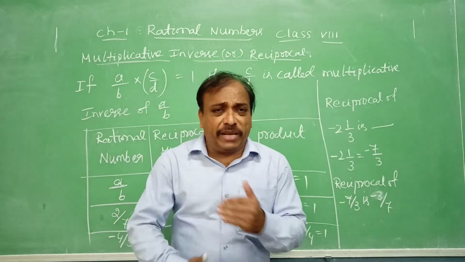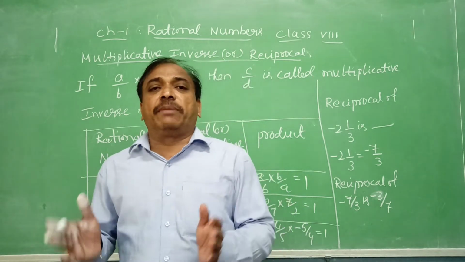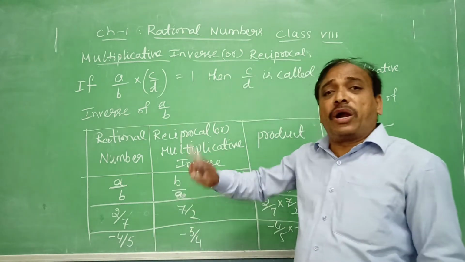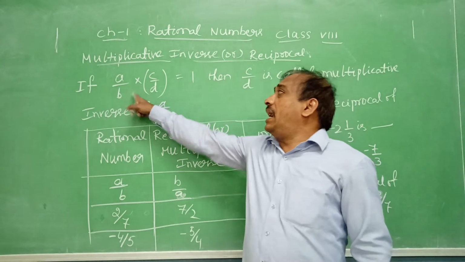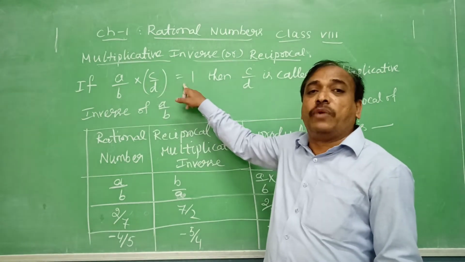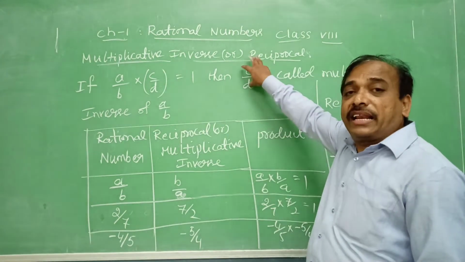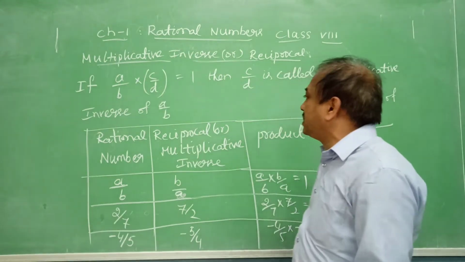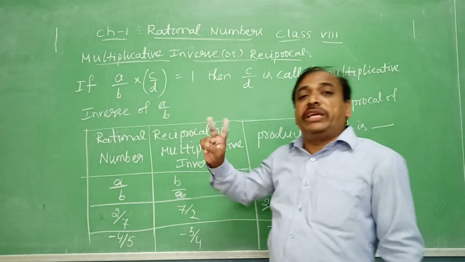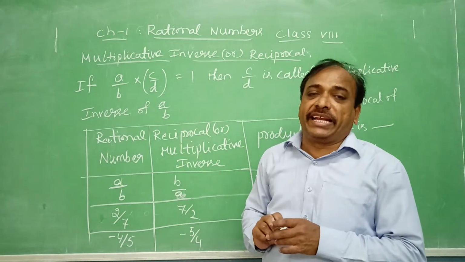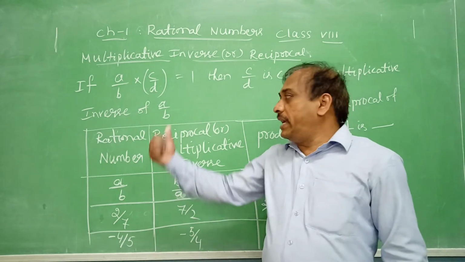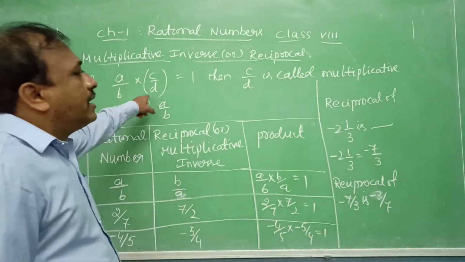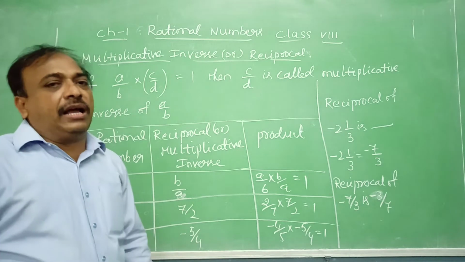What is the meaning of multiplicative inverse? When you multiply a rational number and another rational number and the product is equal to 1, then that rational number is called the reciprocal or multiplicative inverse of the given number. So each one is called the multiplicative inverse. I hope it is clear to you. Multiplicative inverse or reciprocal.